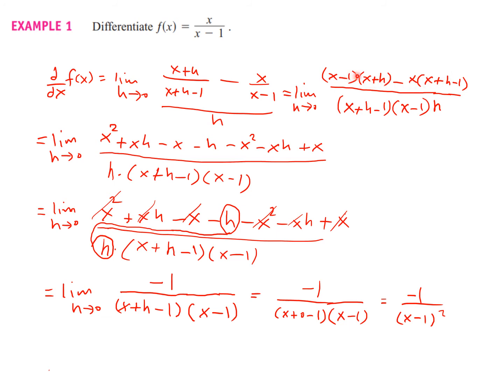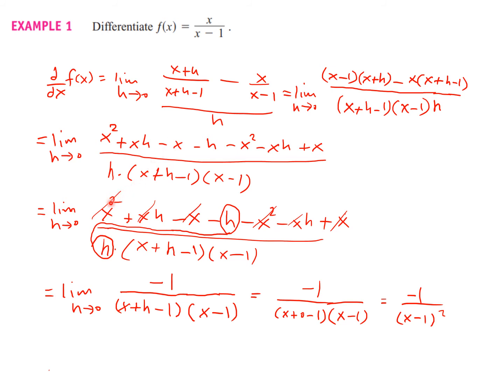If we do the math and multiply these two and subtract from them the multiplication of these two, we get this line. Limit as h goes to 0, x squared plus xh minus x minus h minus x squared minus xh plus x, divided by h multiplied by x plus h minus 1 multiplied by x minus 1. Now we can observe that there is x squared and minus x squared. There is xh and minus xh. There is x minus x. So all of this will be gone.